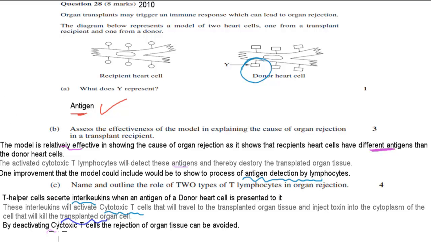By deactivating cytotoxic T cells, the rejection of the organ tissue can be avoided. It wasn't required, but I just said if we can deactivate those, we can avoid rejection of organ tissue.